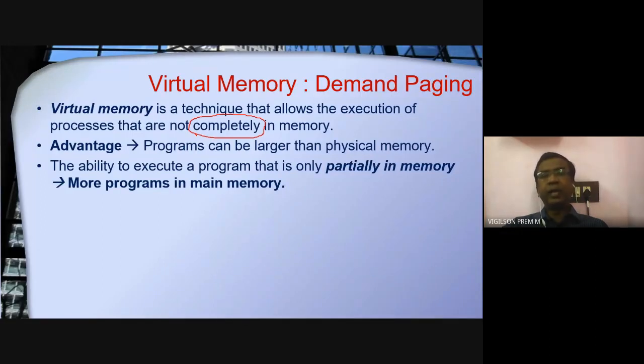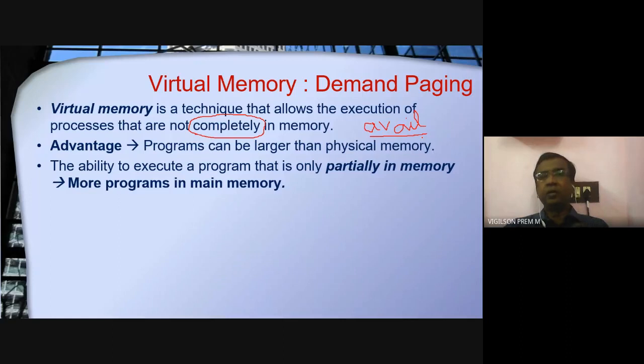So now I want to clarify this. Here we are not saying that they are not available in main memory. So what does it mean? It is available in memory. That is, the process is available in memory, but not completely in memory. Then what does it mean? Partially it is available in the memory.